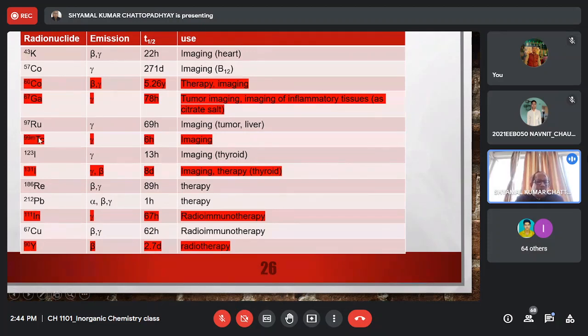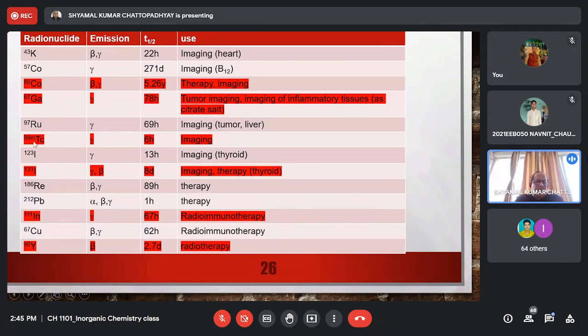Then ruthenium isotope. Ruthenium is a congener of iron. It is below iron in the periodic table. So ruthenium 97. It is a gamma emitting isotope. And again, half-life is 69 hours. It can be used for imaging of tumor and liver.